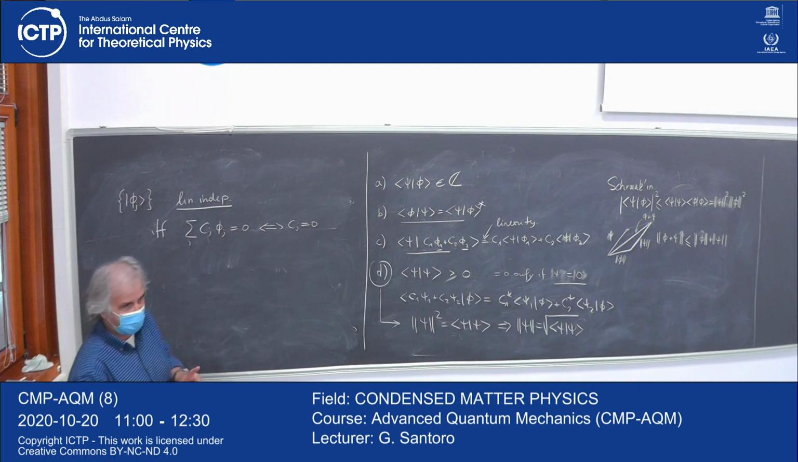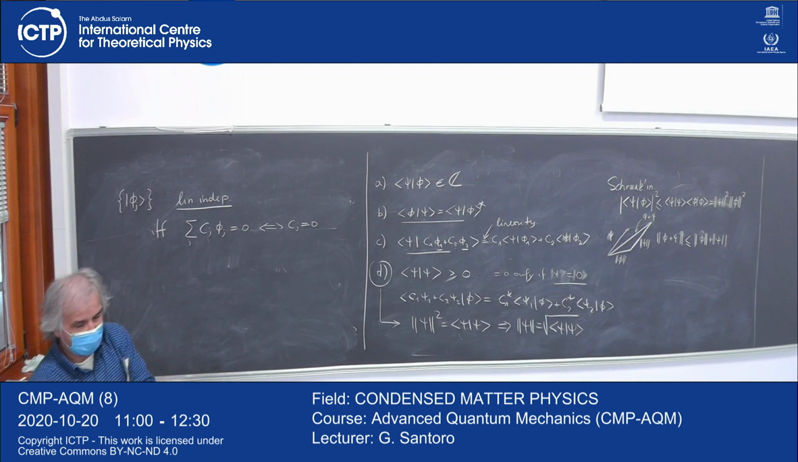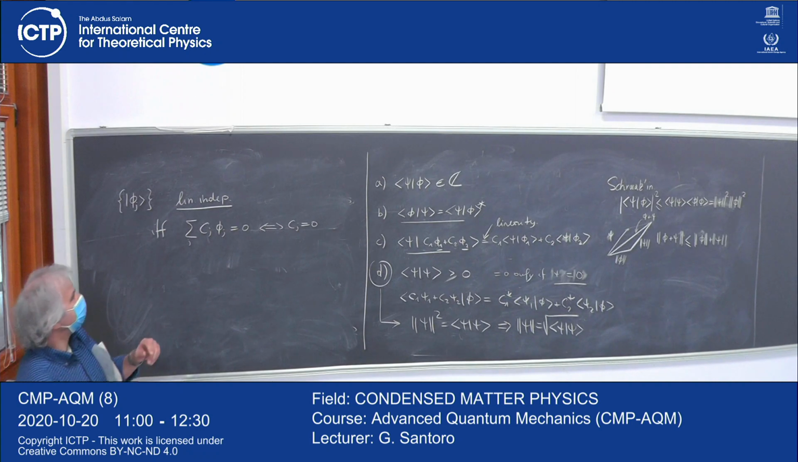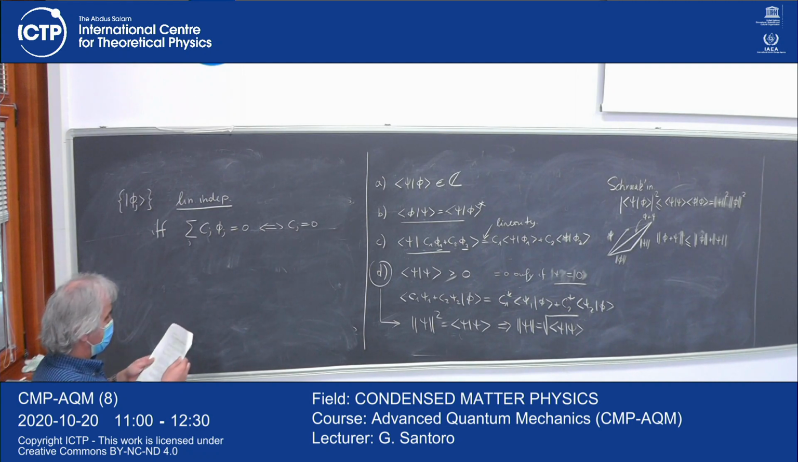Remember that I could have three vectors, for instance, on the plane. They are not linearly independent. I can make a linear combination with non-zero coefficients which sum to 0. With two vectors, no. The only way to sum to 0 is to have the two coefficients equal to 0 on the plane. Is it clear? Okay, good. So this is the concept of linear independence.